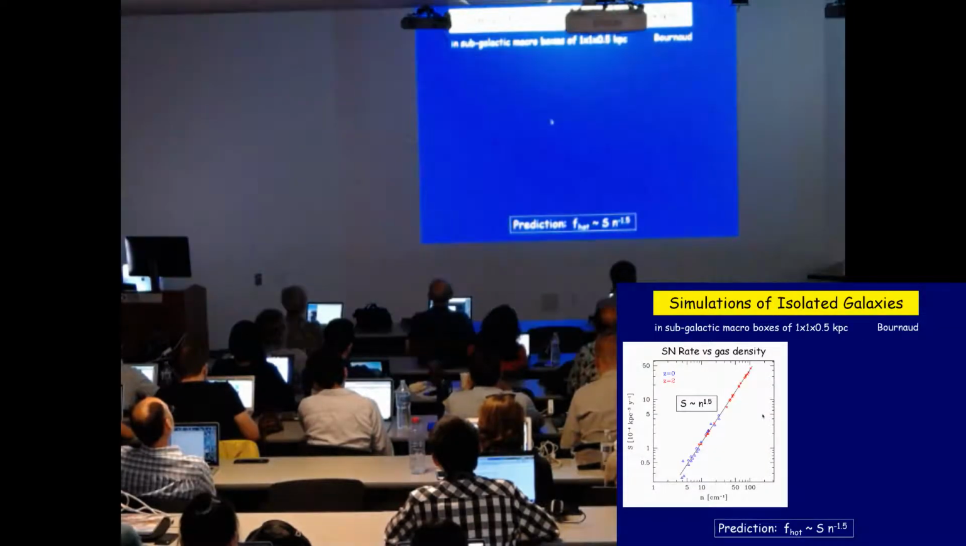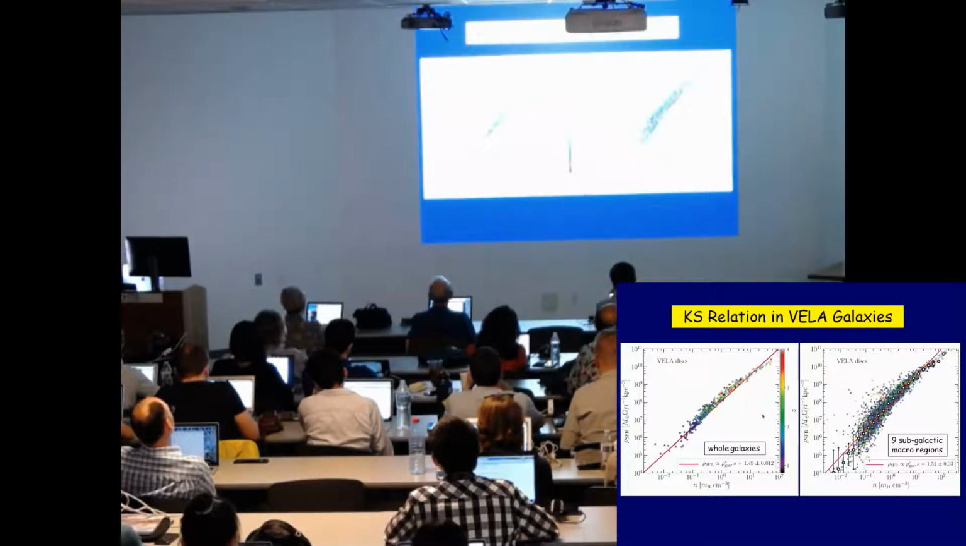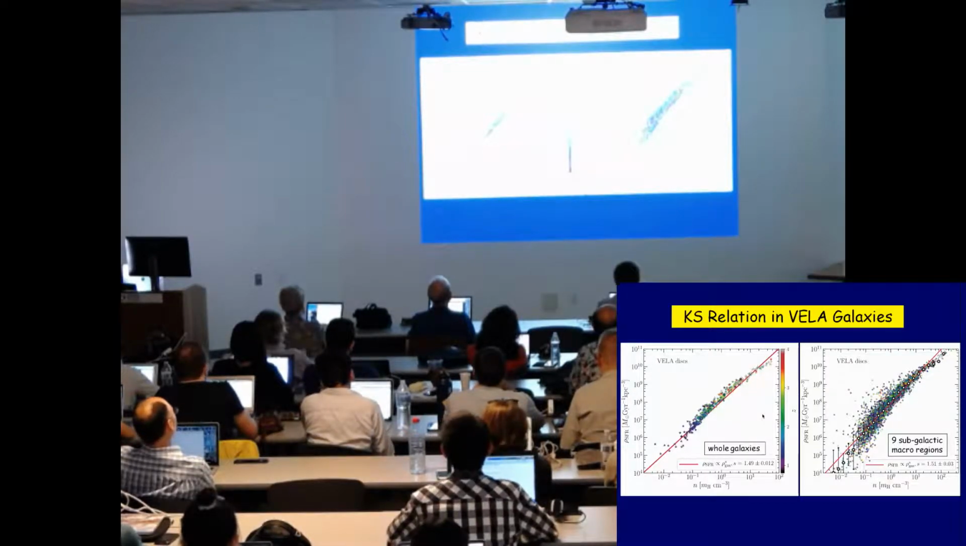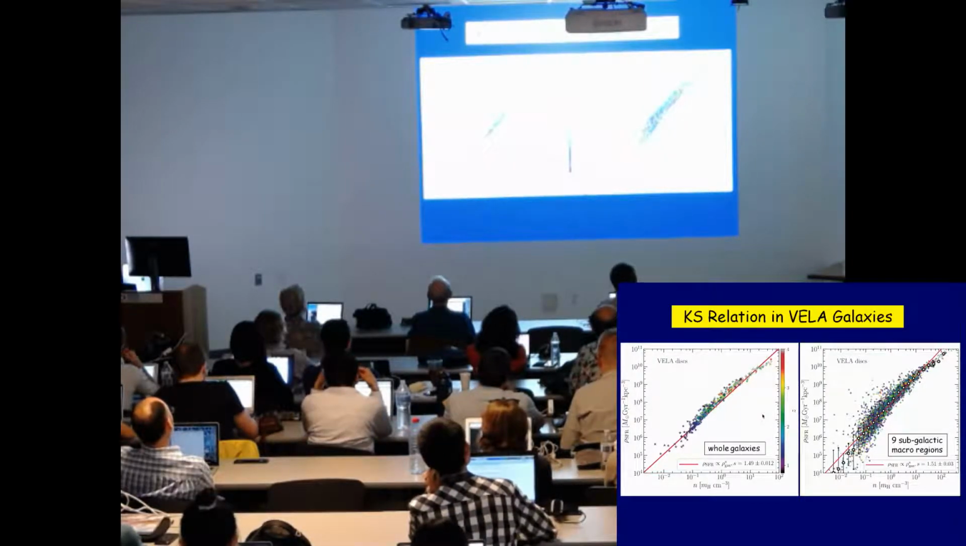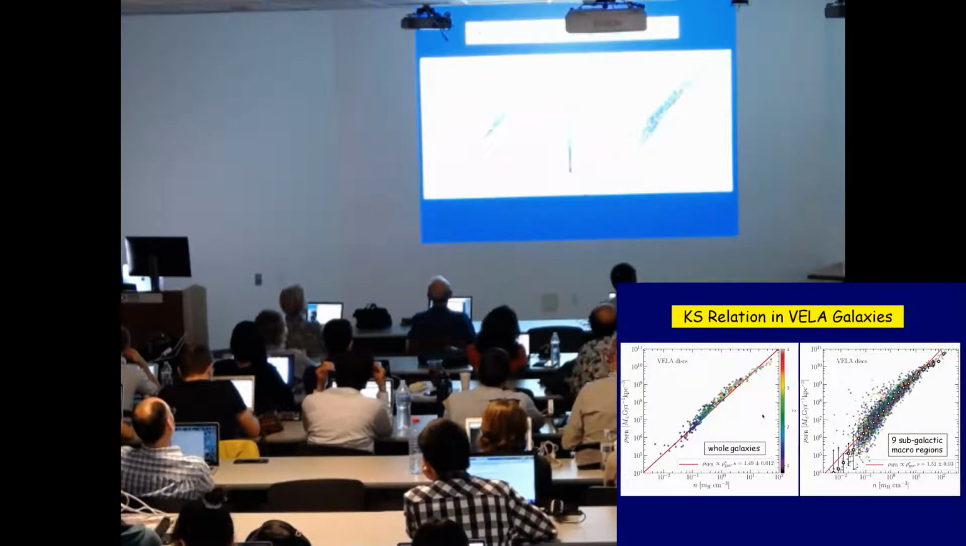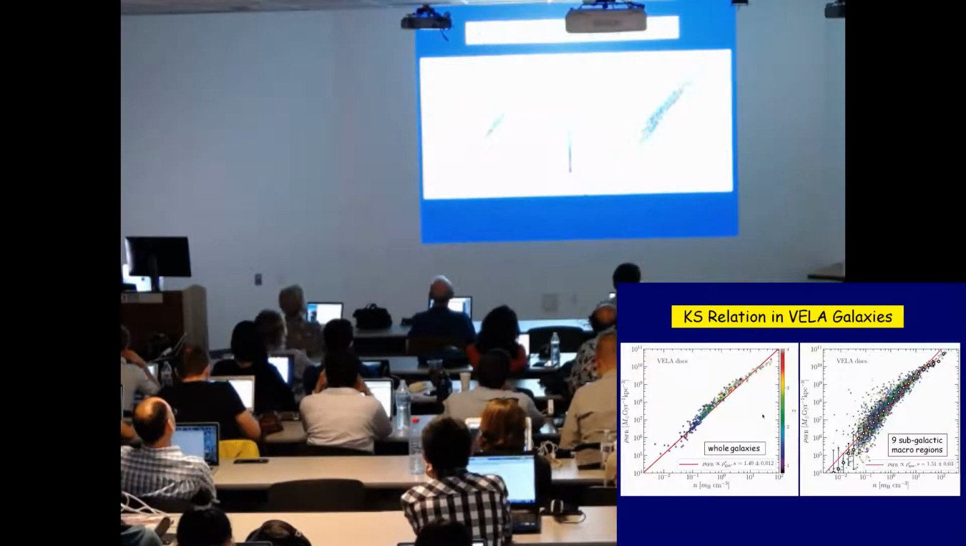Just to show you, I can jump slides randomly, that we obtain a nice Kennicutt-Schmidt relation in this simulation. This is looking at every galaxy as a whole, and this is looking at 9 subgalactic macroscopic regions. It doesn't really matter.